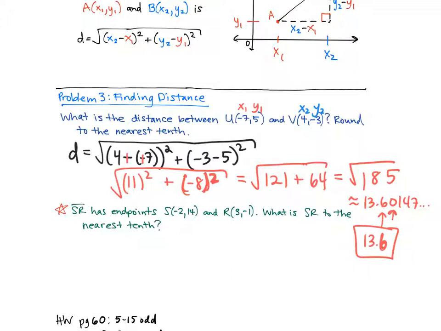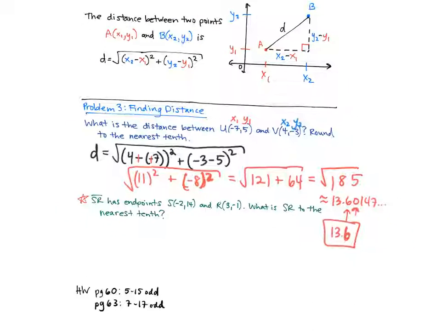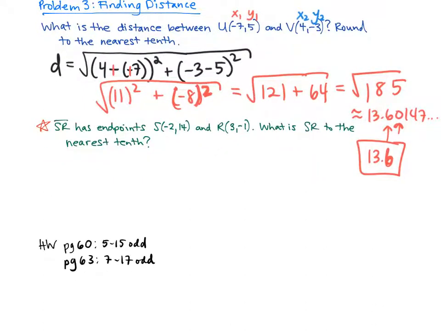Okay, and now try this one on your own. I'm giving you 2 endpoints. Find the distance between S and R. And again, just note that this SR without a line on top means the length of SR, the distance. So try the distance formula on your own and then check back for solutions, and then we'll be done.